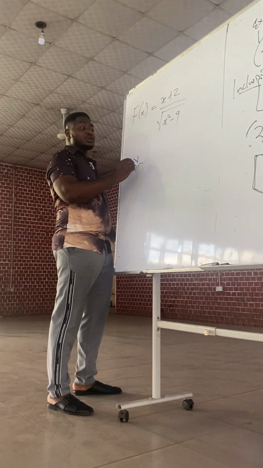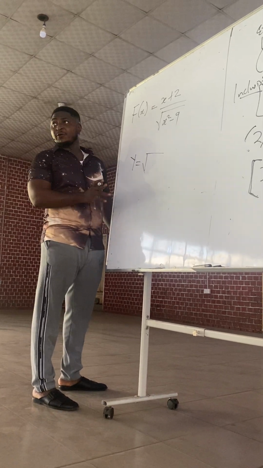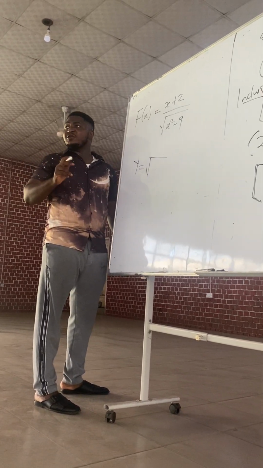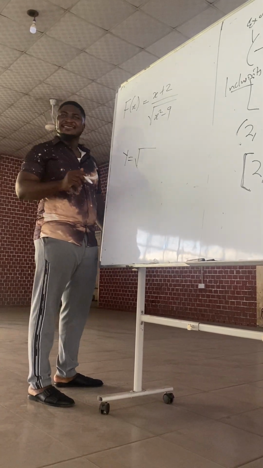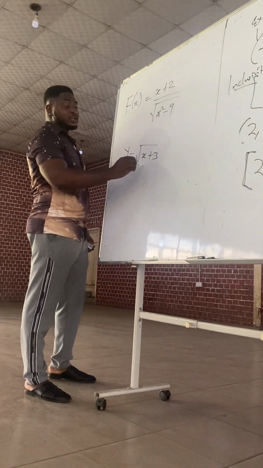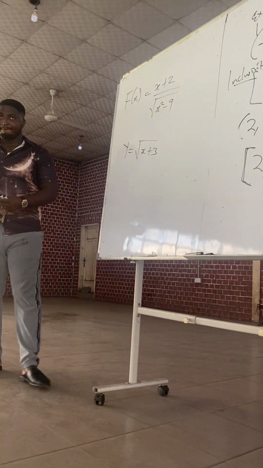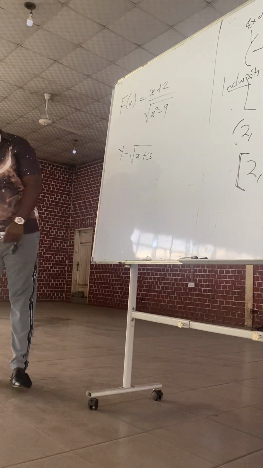For a square root function, if they gave me just a square root, follow me. Y equals the square root of x plus 3, and they say find the domain of this function. Y equals the square root of x plus 3. Find the domain of this.